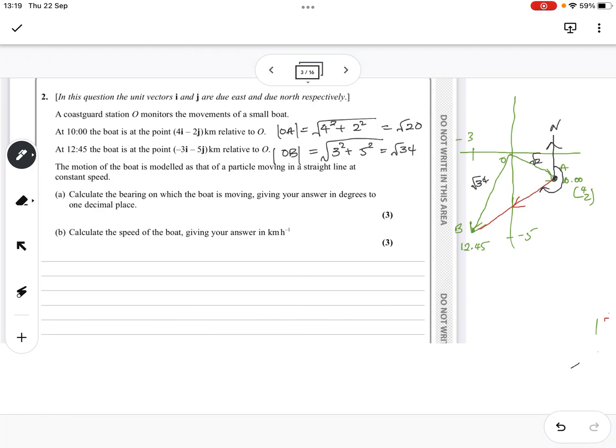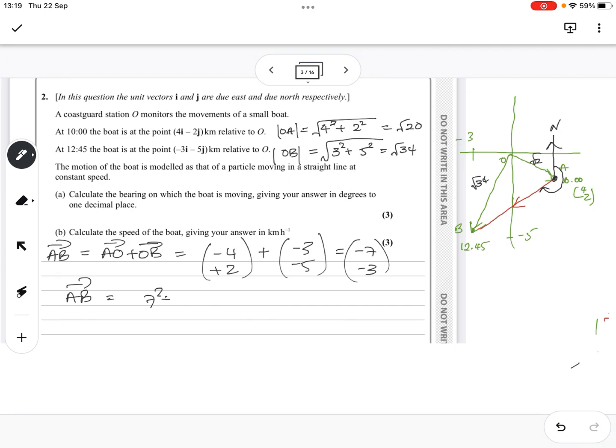So let's find that. The vector AB will be AO plus OB. Those of you who know how to do that, that's brilliant. So it's the negative of that one, so it's (-4, 2). And I want to add it together with (-3, -5), which gives me (-7, -3). And that gives me a length of AB is 7 squared plus 3 squared, square rooted, which is the square root of 58.